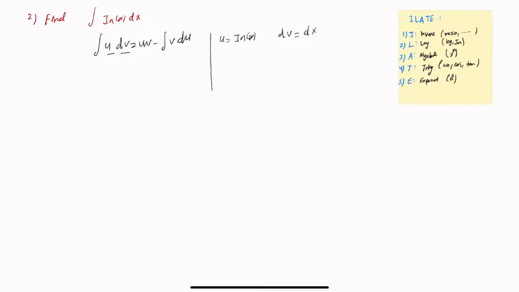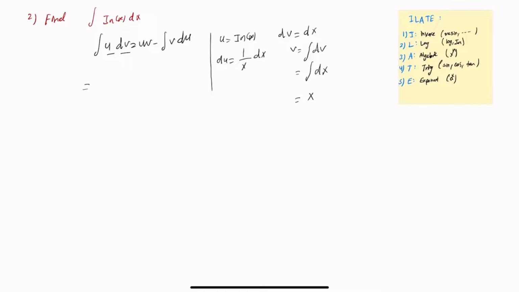Now we again want to find du and v. So du here is going to be equal to 1 over x, which is the derivative of the natural log of x, and then dx by the chain rule. And then v is the integral of dv, which is the integral of dx, which is going to be equal to x.